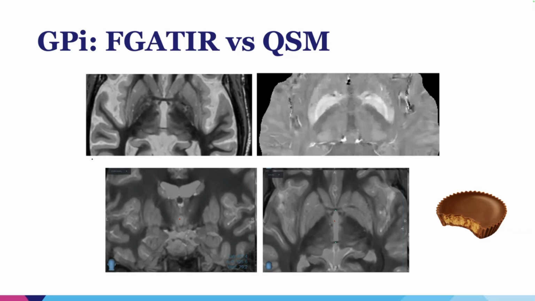It's like a peanut butter cup. It's like peanut butter and chocolate, great together. F-Gator and QSM is a really nice hybrid sequence for the GPI use case.